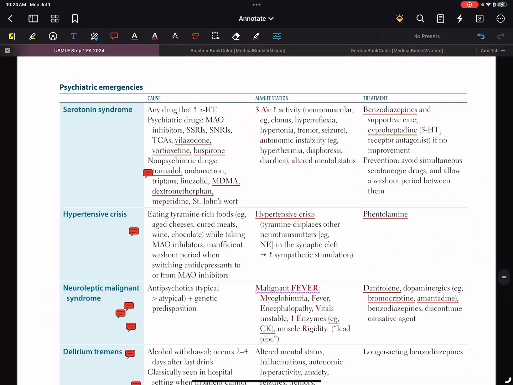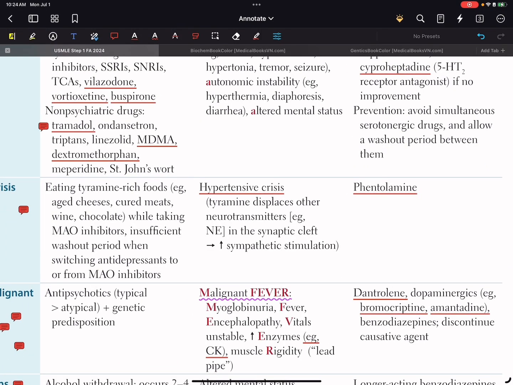Okay, hypertensive crisis: eating tyramine foods, aged or skewed meats, wine, chocolate while taking MAO inhibitors, or insufficient washout period when switching antidepressants to or from MAO inhibitors. Hypertensive crisis, diabetes, species, other neurotransmitters, norepinephrine, and synaptic increase, and the treatment will be phentolamine.